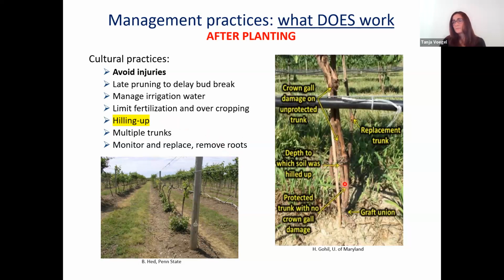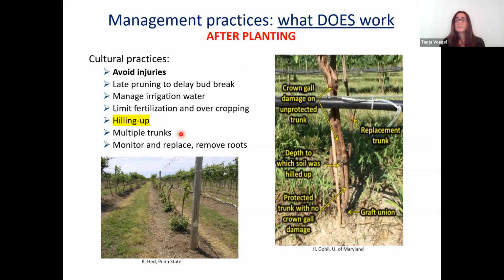And no galls have developed in the bottom trunk because the soil was insulating the trunk. There have been studies that show that the temperature below the soil is about 5 degrees warmer than if the trunk would be exposed to the air. However, in this case, some galls still developed higher up on the vine, but the lower part was protected.